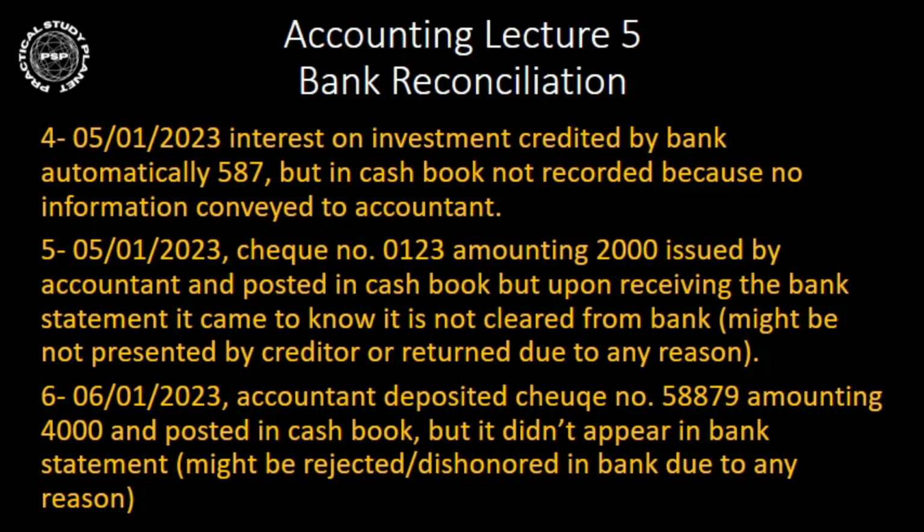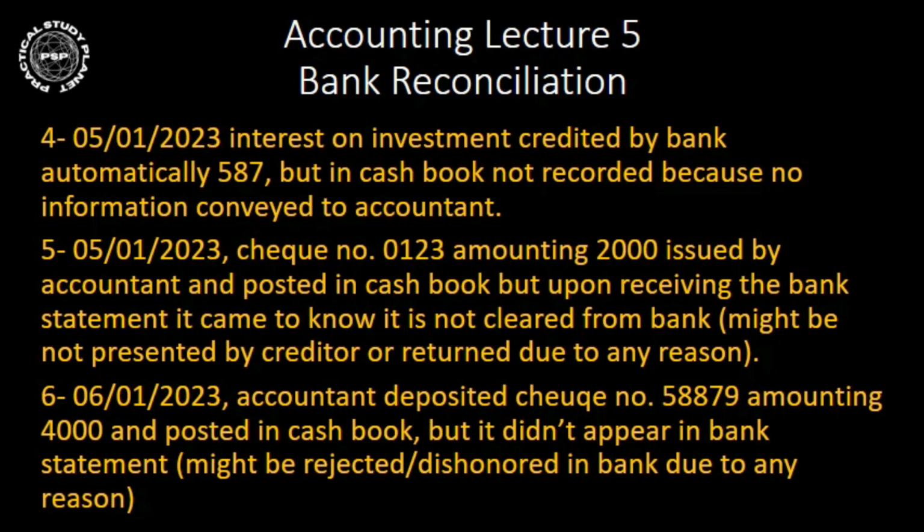So that's why this interest shows as a credit balance in the bank statement. The 5th discrepancy: on the 5th Jan, check number 0123 amounting to 2000 was issued by the accountant and posted in the cash book, but upon receiving the bank statement it came to be known that it is not cleared from the bank, might be not presented by the creditor or returned due to any reason. So that is also one discrepancy.